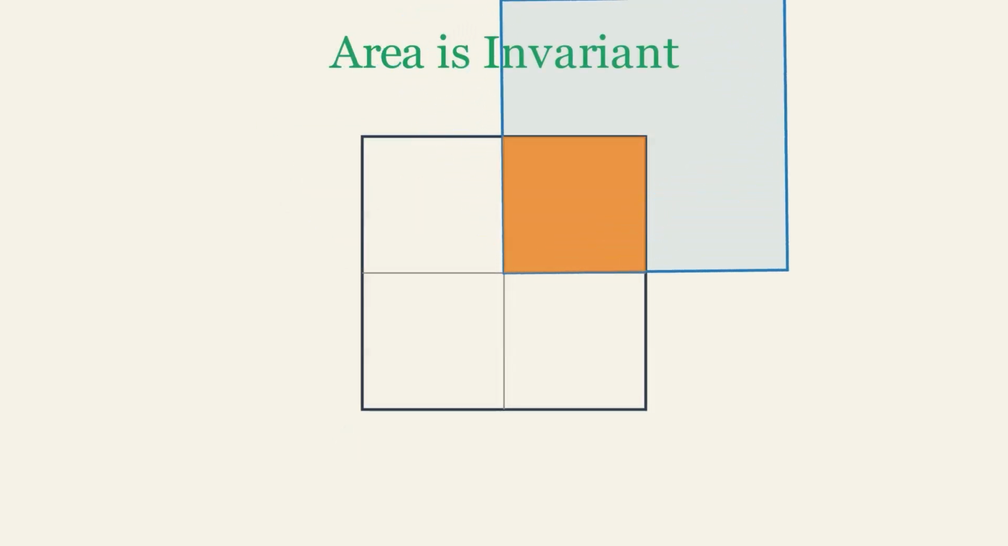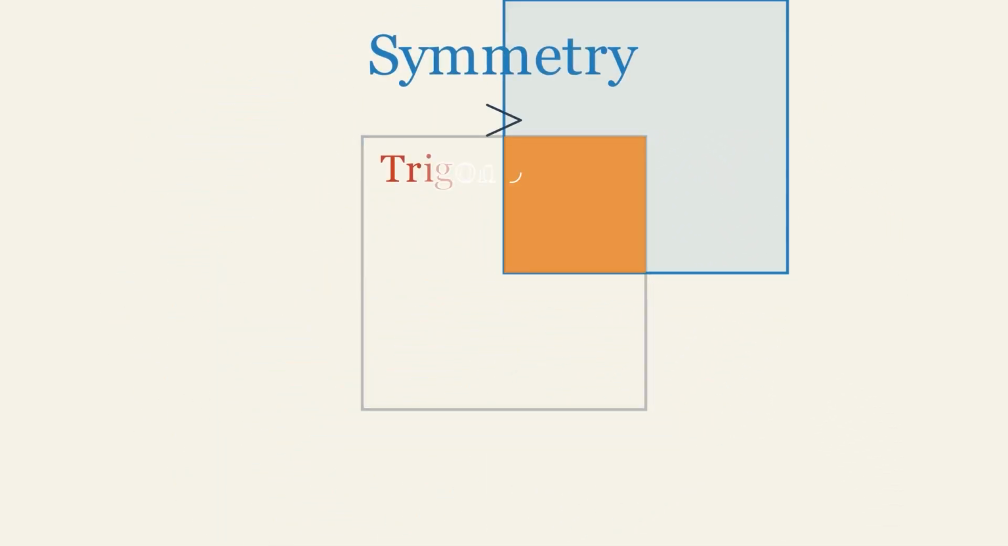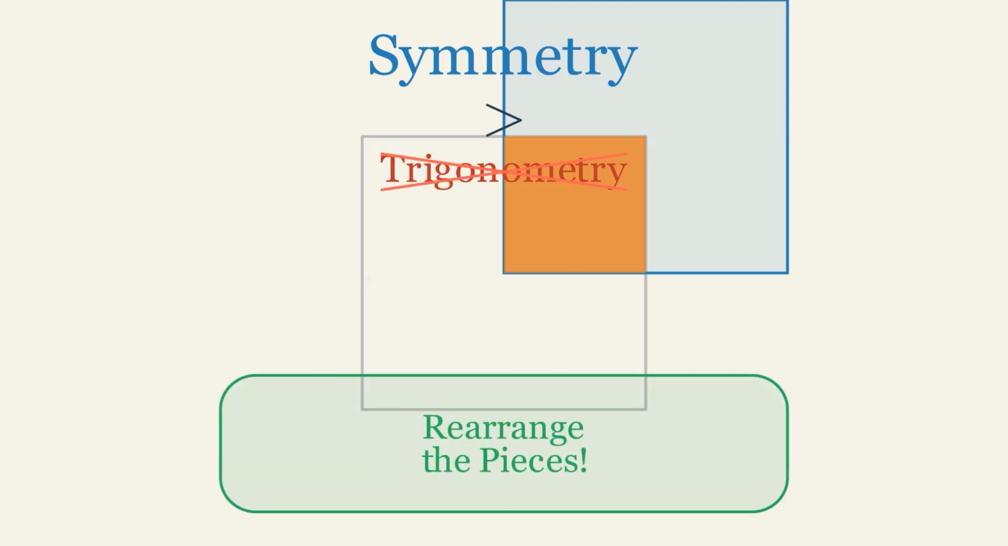It doesn't matter if the angle is 17 degrees, 30 degrees, or 89 degrees. The overlap is always exactly 1/4 of the stationary square. The answer is simply 25. Symmetry is often more powerful than calculation. If a problem looks too hard to calculate, check if you can rearrange the pieces to make it easy.